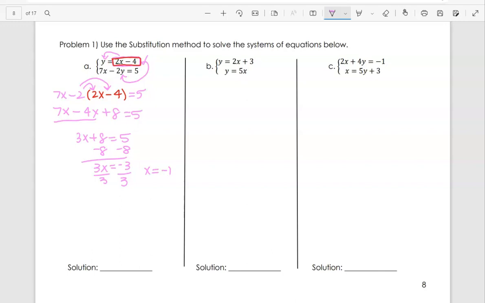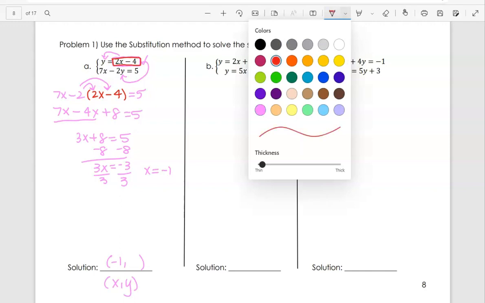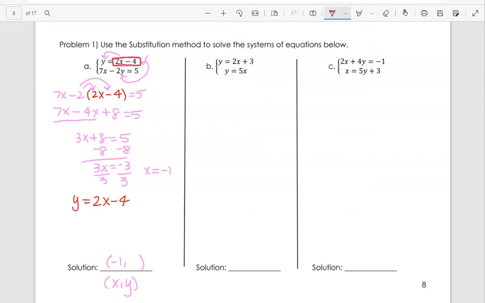Remember in the last section, we talked about how a solution is x comma y. So all we have right now is x is negative 1. I still need to find out what y is. So I'm going to go back to my first equation. I know this equation, y equals 2x minus 4. They gave me that in the red box right here. So in order for me to figure out what this y is, I'm going to substitute the x that I just found into this equation. y equals 2 times negative 1 minus 4. y equals 2 times negative 1 is negative 2, minus 4. Negative 2 minus 4 is negative 6. This is my solution.